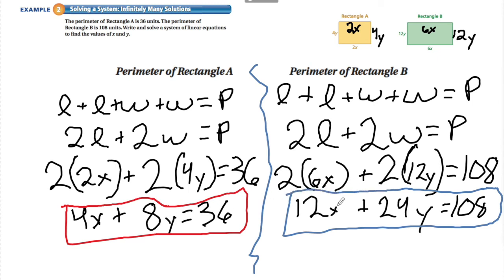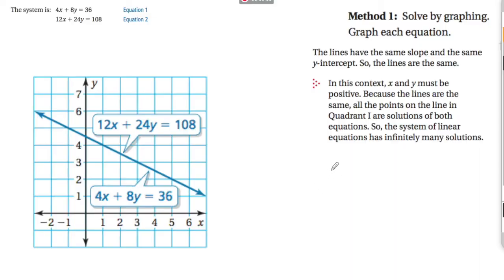Now that we have our two equations for our system, we can go ahead and solve it. Our system of equations is 4x plus 8y equals 36, and 12x plus 24y equals 108. We can solve using method 1, which is to solve by graphing. I went ahead and graphed these two equations for you ahead of time. You'll notice we only have one line, but this is actually both lines overlaying each other. Both lines are exactly the same. They have the same y-intercept, which looks like it's at about 4.5, and they have the same slope.